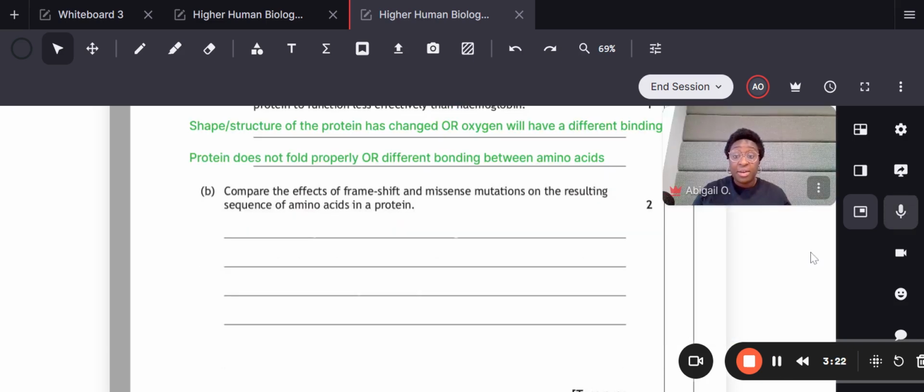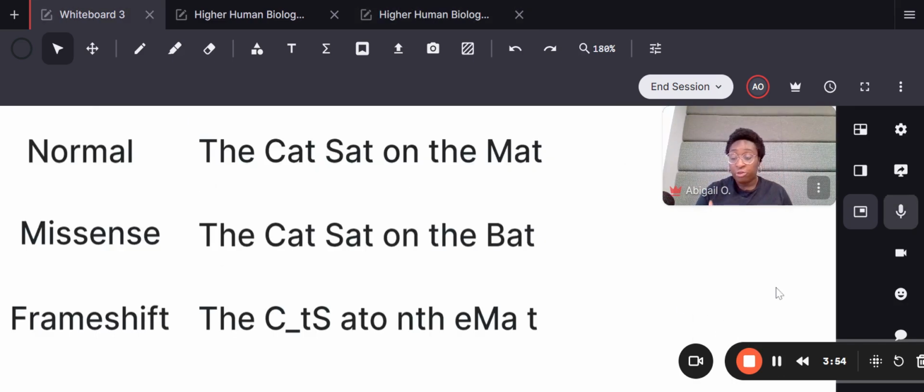So B, compare the effects of frame shift and missense mutations on the resulting sequence of amino acids in a protein. So frame shift and missense mutations. These are words that we talk about when we talk about mutations of proteins. Let's take a second to remind ourselves what they mean in an example we can always bring to mind to help remind us. So to illustrate the different types of mutations I've got 3 different sentences here, and we're going to talk through them. So the first one here is my normal sentence. The cat sat on the mat.